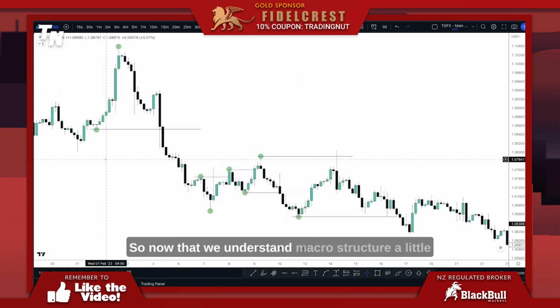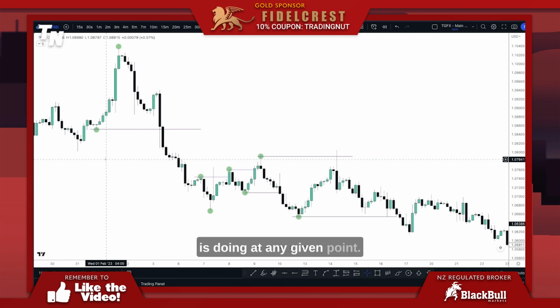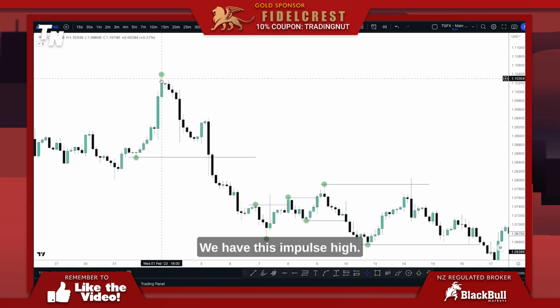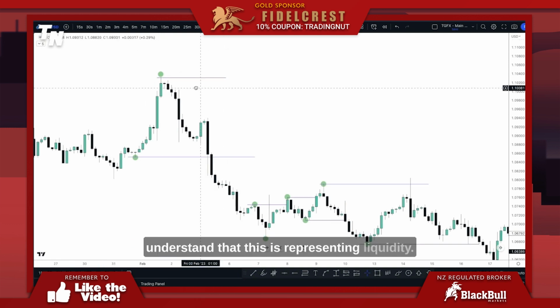So now that we understand macro structure a little bit better, the next thing we want to do is incorporate liquidity to truly understand what the market is doing at any given point. So let's once again start from the beginning here. We had this impulse high, and if we were to basically draw a line off of this high here, we would understand that this is representing liquidity.